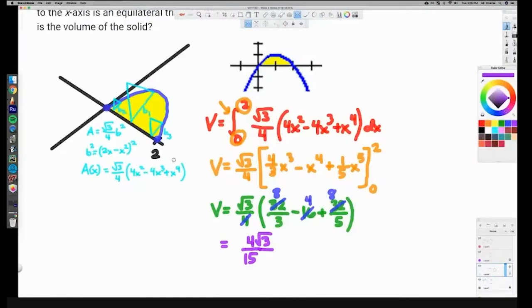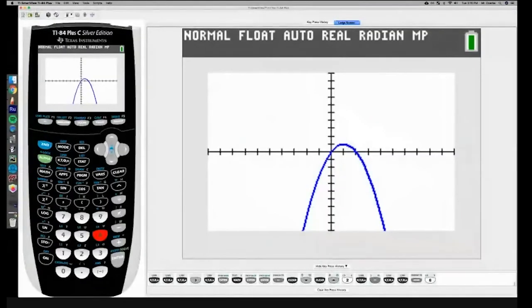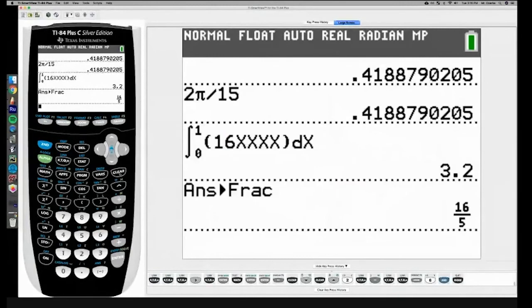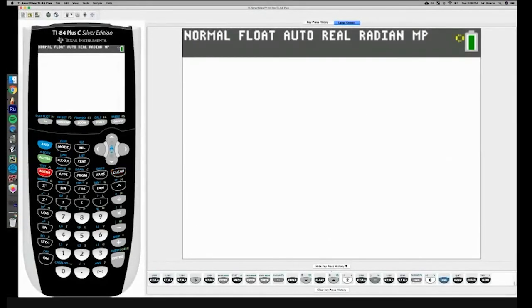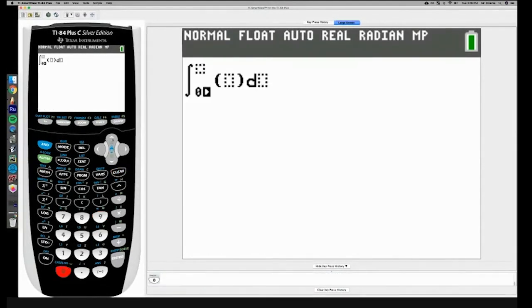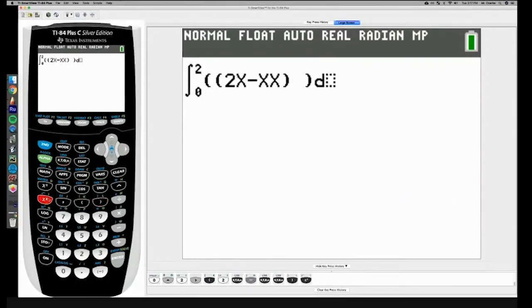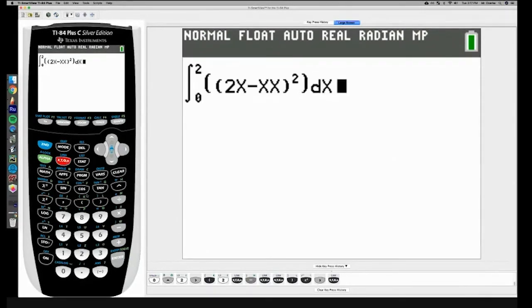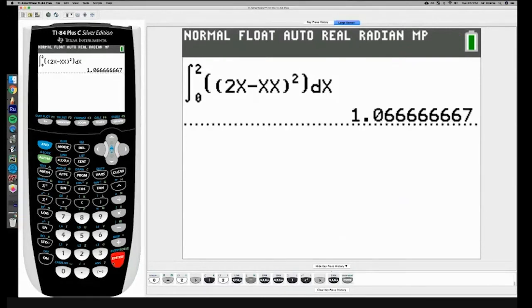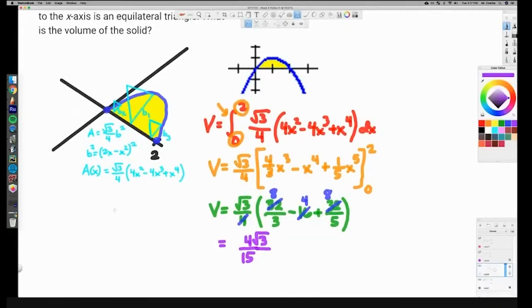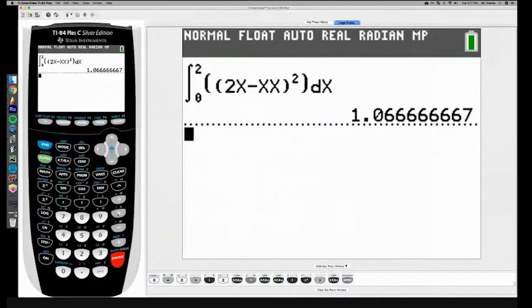I'm going to go back to the calculator here and work this out. So you end up with the integral from 0 to, was it 1? 2. 2, that's embarrassing. Okay. And it's going to be 2x minus x squared with respect to x. Hold on. That's embarrassing. Times root 3.